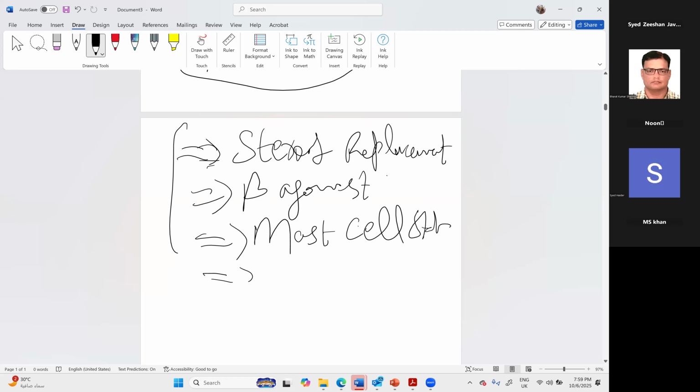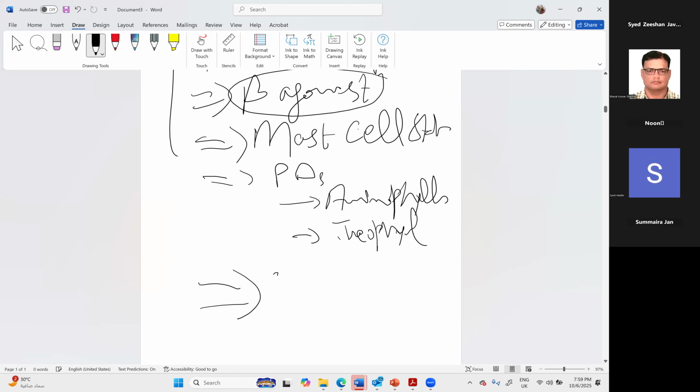When you say beta agonist, you can think about other bronchodilators. Okay, so phosphodiesterase inhibitors, so aminophylline, theophylline. Okay, so when you said heart failure, so anti-heart failure medications. Okay, so diuretics and vasodilators.